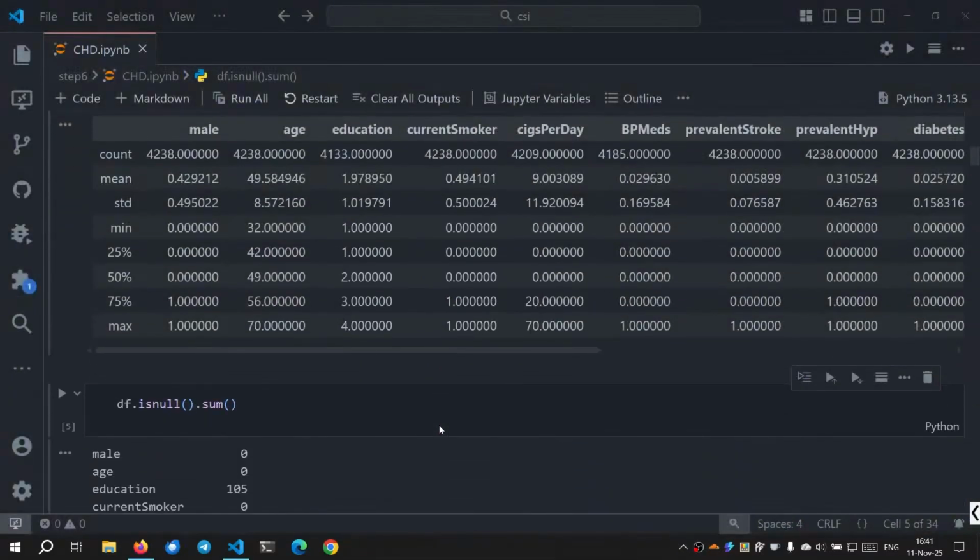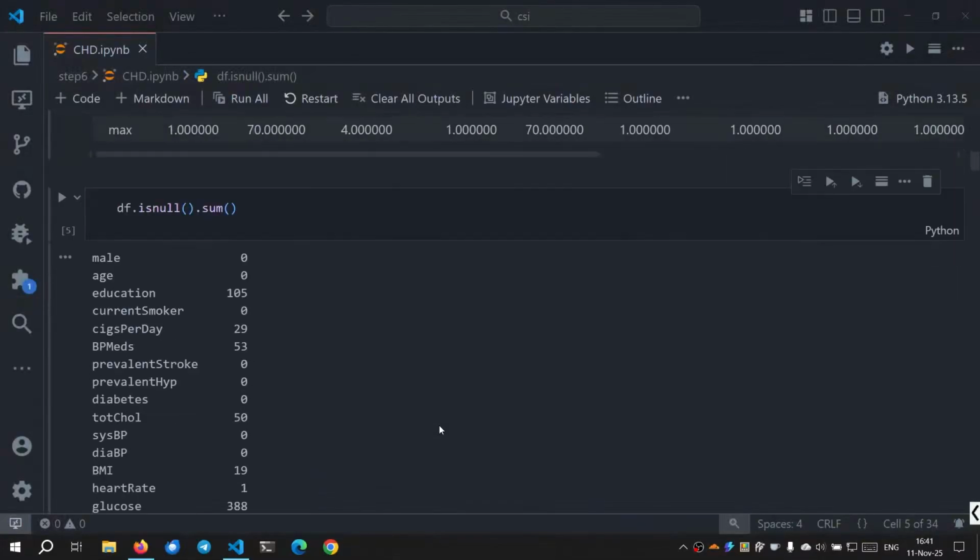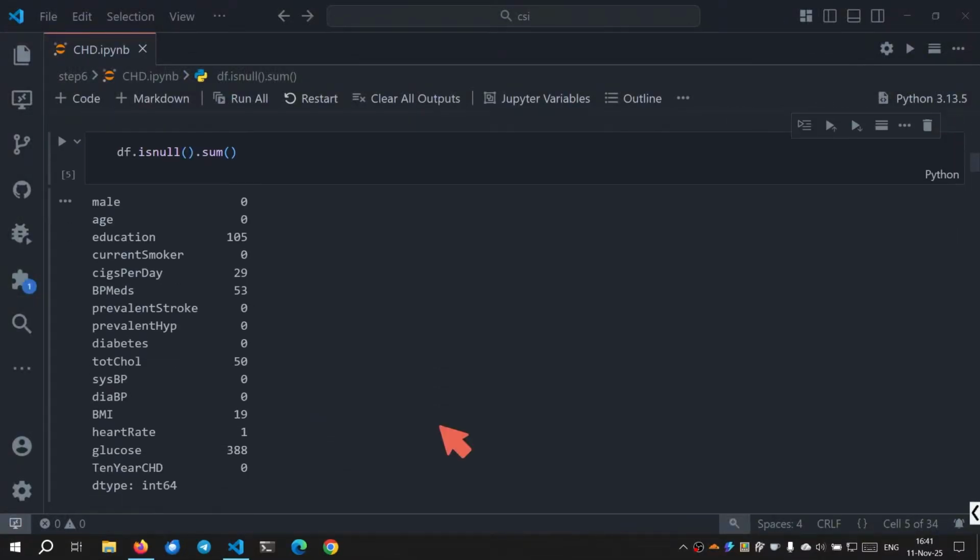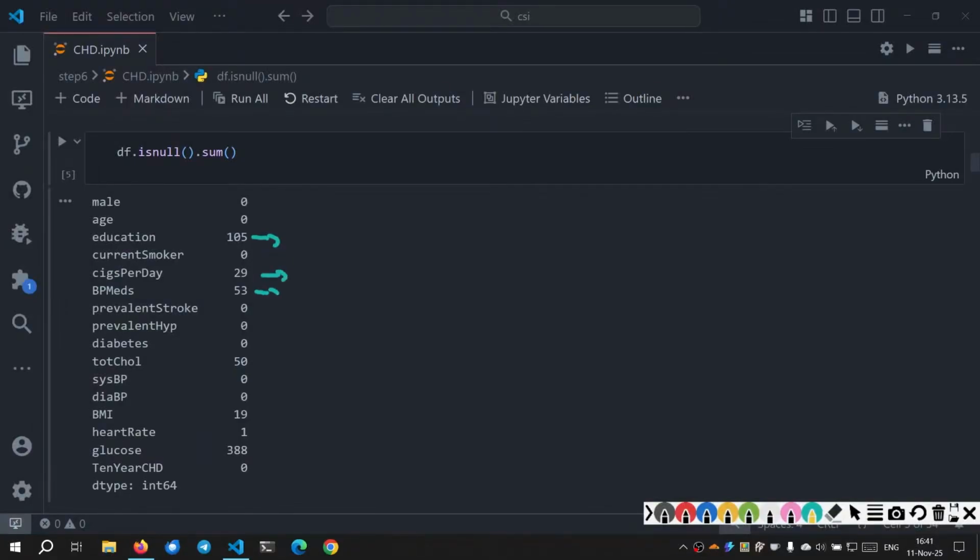However, dealing with null values and pre-processing, we need to speed up here a bit. We see here that we have a bunch of null values in education, cigarettes per day, medication, and so forth, and we need to deal with this. One way is to just drop these columns. The other way is to fill these null values.